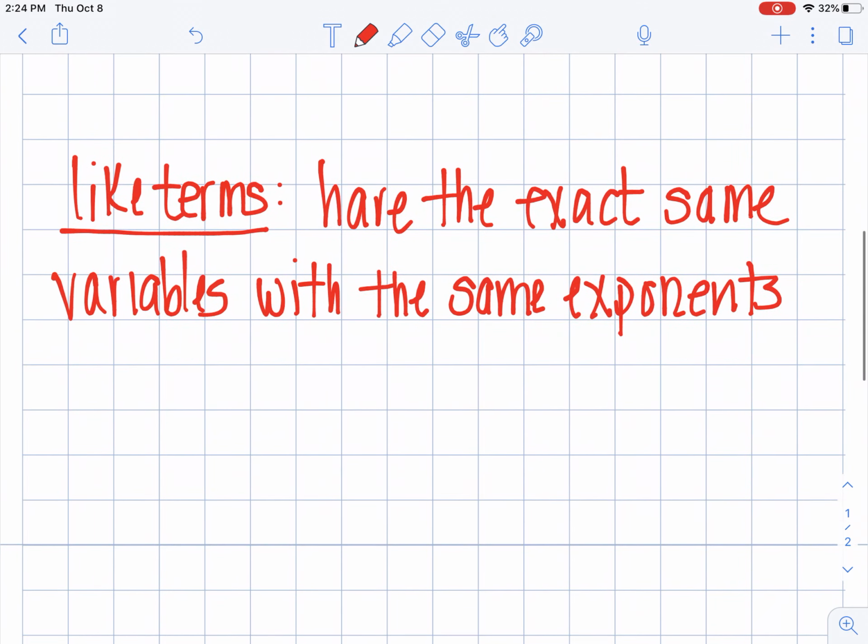So I'm not going to use u's because we have that in our example, but I'm going to use x's. So if I had something like 4x and 5x, I can say that these are like terms because I'm looking only at my variable. I don't care about my number in front. That's called the coefficient. I only care about my variable. Because these are both x's, these are considered like terms.